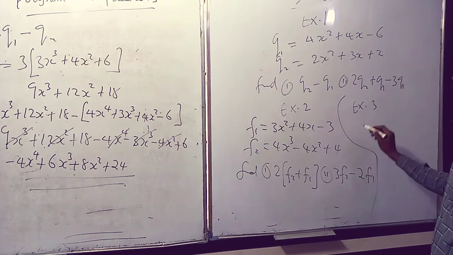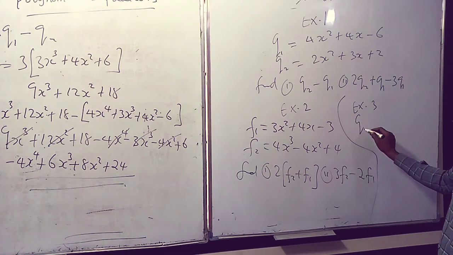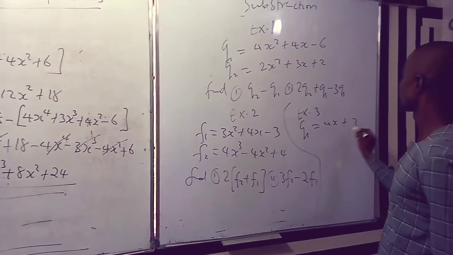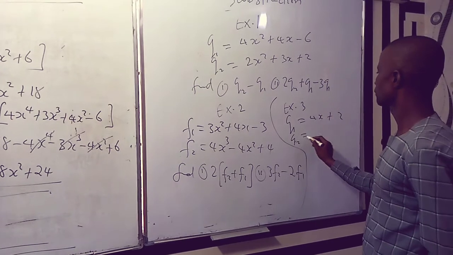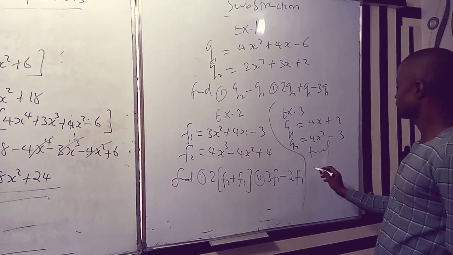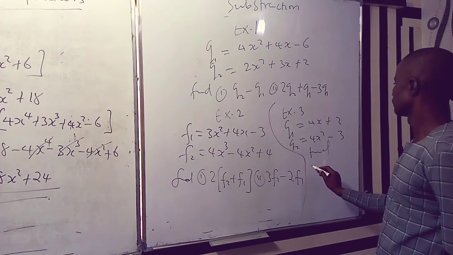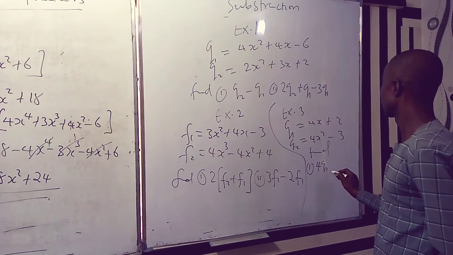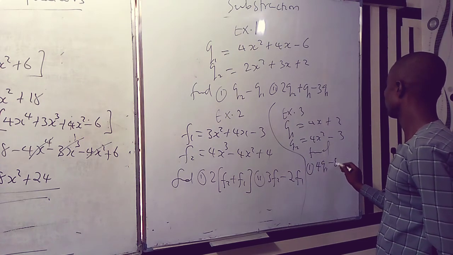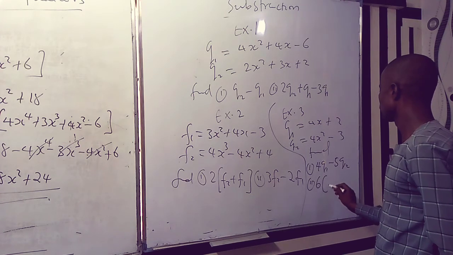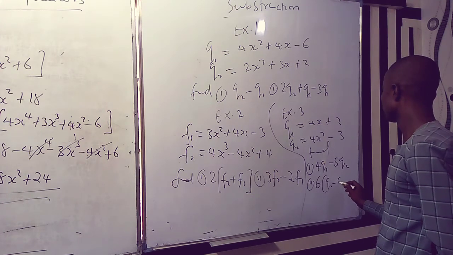Exercise 3. Q1 is equal to 4x plus 2. Q2 is equal to 4x squared minus 3. Find 4Q1 minus 5Q2, and 6 into Q1 minus Q2.